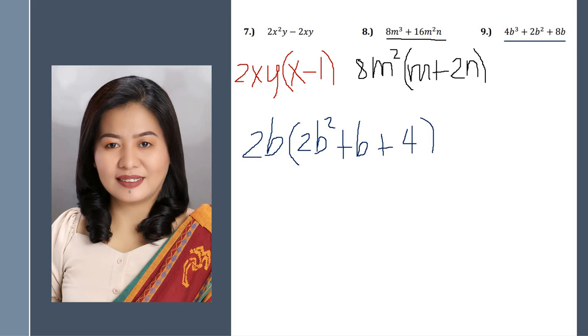So the common factors of 4b cubed plus 2b squared plus 8b are 2b times the trinomial 2b squared plus b plus 4.